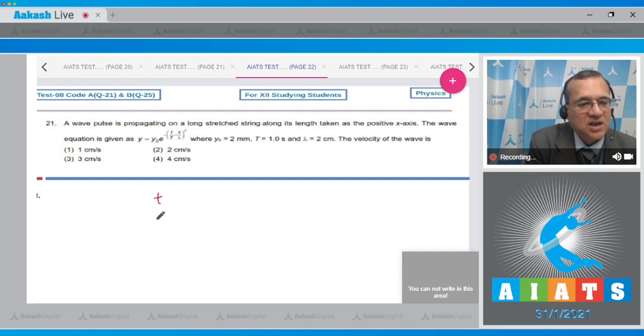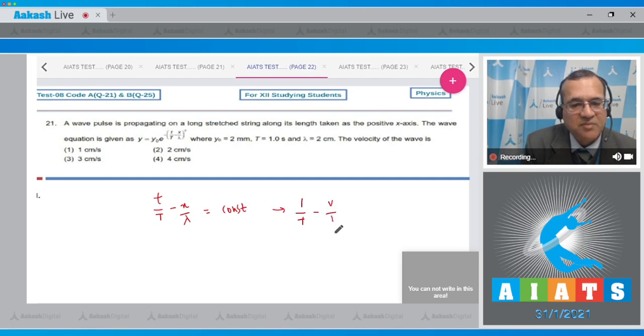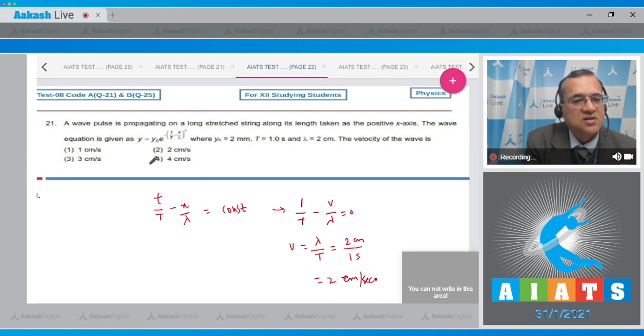It's given that t divided by T minus x by lambda is basically the phase, and the phase should remain constant. If the phase remains constant, that means its derivative with respect to time will give you the velocity: 1 upon T minus v by lambda should be equal to 0. So what is velocity? Velocity is lambda divided by T. Now what is lambda given? Lambda is given as 2 centimeter. And what is T given? Equal to 1 second. So velocity becomes 2 centimeter per second. And look at the options. The second option is 2 centimeter per second.